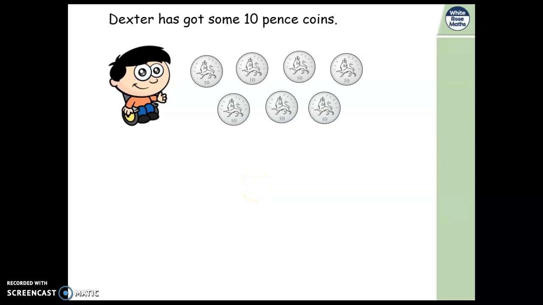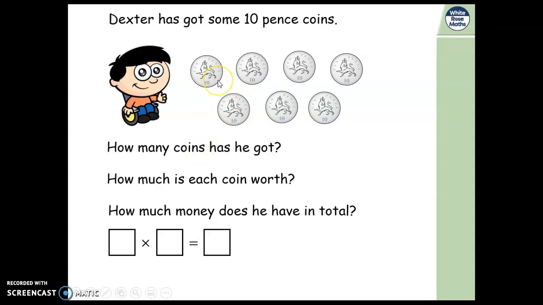Let's have a look at some of these questions now. So Dexter has got some 10 pence coins. Alright, so these are all 10 pence or 10 pennies. How many coins has he got? 1, 2, 3, 4, 5, 6, 7 coins. How much is each coin worth? It's worth 10 pence. How much money does he have in total?